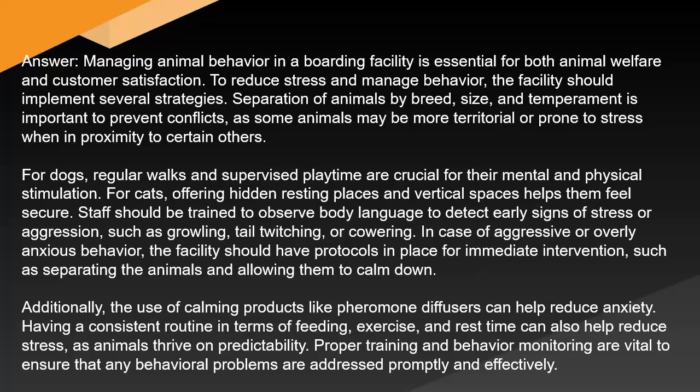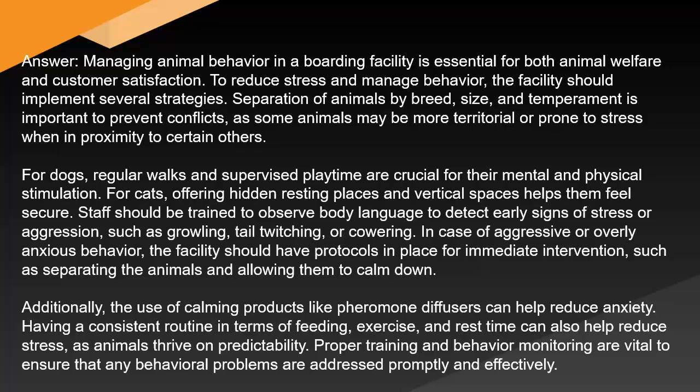For dogs, regular walks and supervised playtime are crucial for their mental and physical stimulation. For cats, offering hidden resting places and vertical spaces helps them feel secure. Staff should be trained to observe body language to detect early signs of stress or aggression, such as growling, tail twitching, or cowering. In case of aggressive or overly anxious behavior, the facility should have protocols in place for immediate intervention, such as separating the animals and allowing them to calm down.